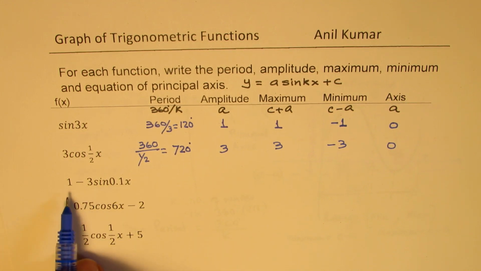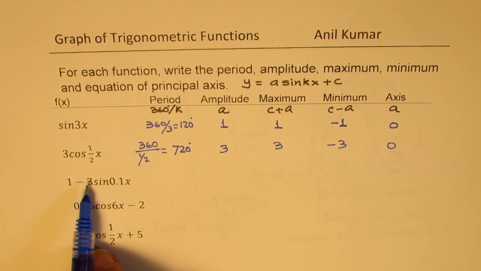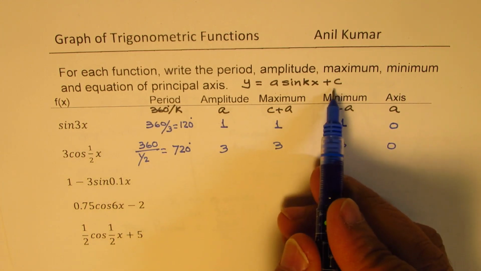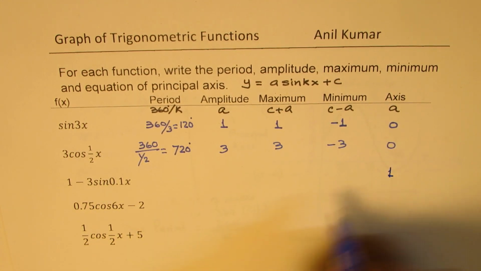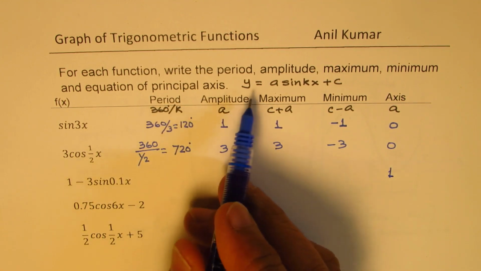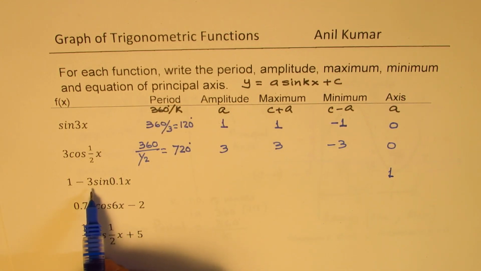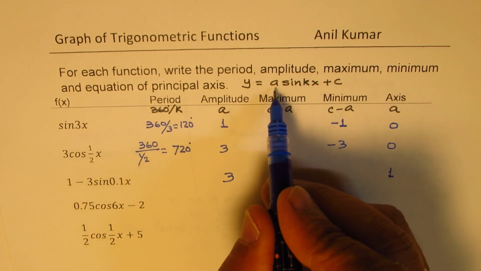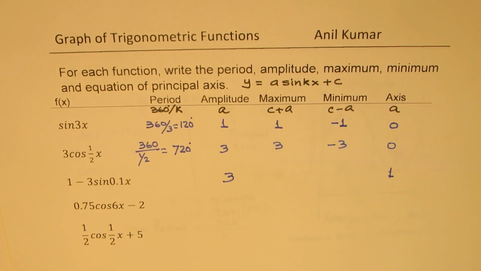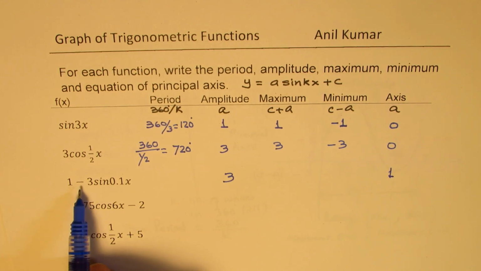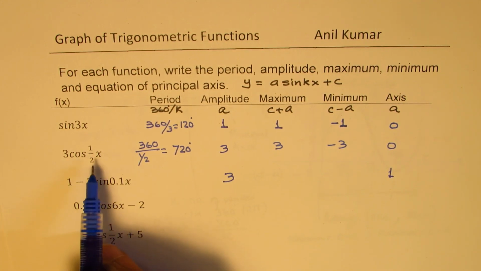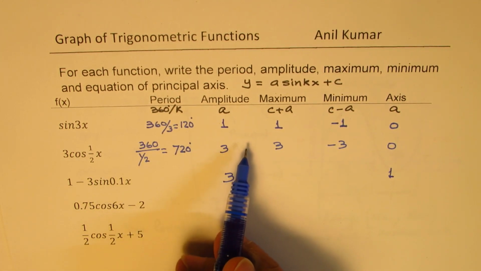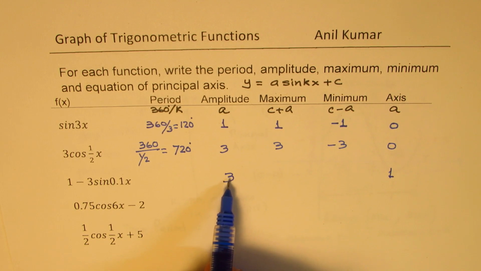Perfect. Now look here. We have got 1 minus 3 sine 0.1x. So this 1 is actually c. So we'll put this in c, right? Minus 3. Amplitude is always positive, right? So 3 will go here in amplitude. Note, amplitude is always positive. Is it okay? So it doesn't matter if I write negative here. The function may go first down and then up. First negative, then up. Positive, right? However, amplitude will be positive.